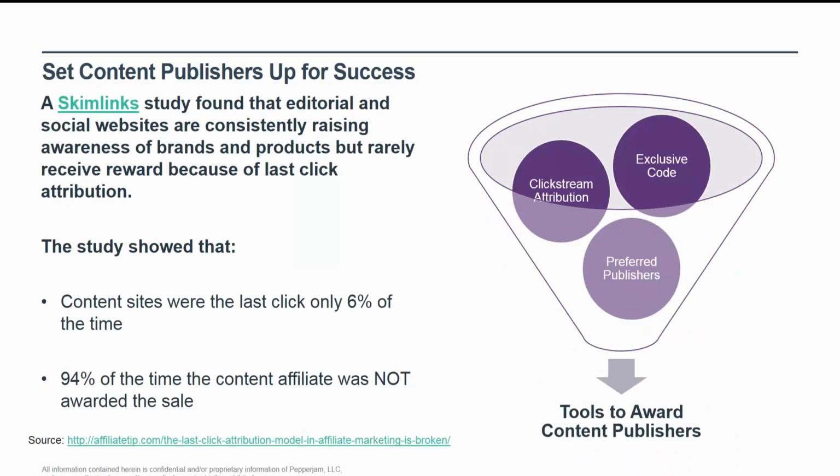So I wanted to add a quick case study here. Recently, Skimlinks found that editorial sites are consistently raising awareness and being that first click, that first influencer that drives the customer to their purchase, but they're rarely the last click before the purchase is actually made. This is often something that you run into when you're working with your influencers. So it's important to keep in mind that you can use some of the different attribution features like exclusive code or preferred publisher status to help work with your influencers and get them back to be an active part of your program.